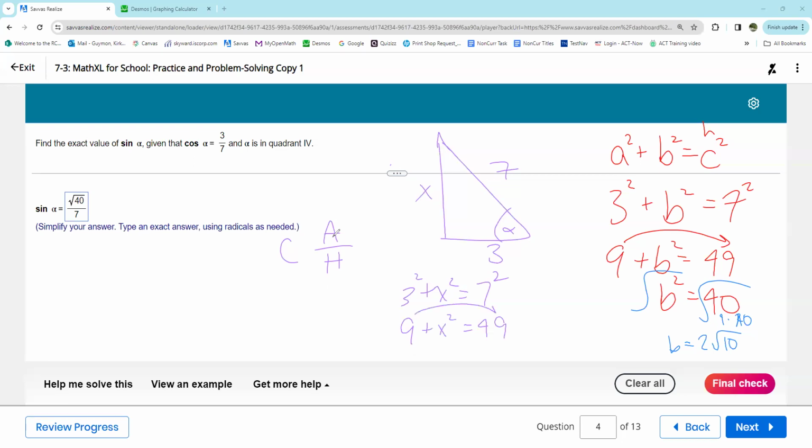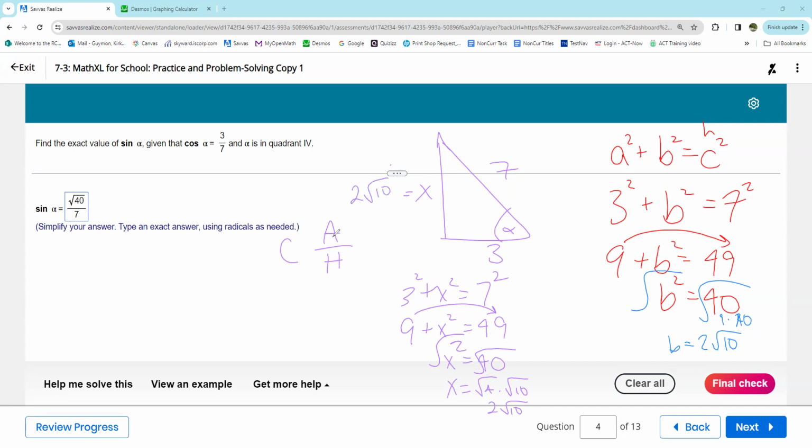I'm getting right back where we were before. Subtract the 9 from both sides. X squared being 40. So then when you square root both sides to get a plain x, we're going to have the square root of 40, which is the square root of 4 times the square root of 10. I'm still at my 2 square root of 10 so far.